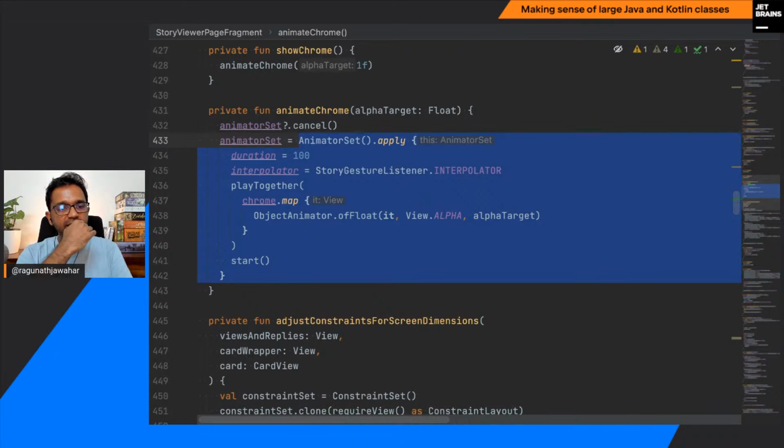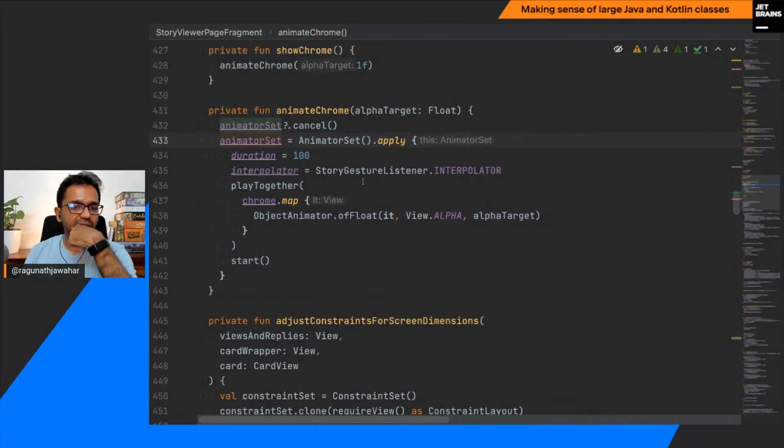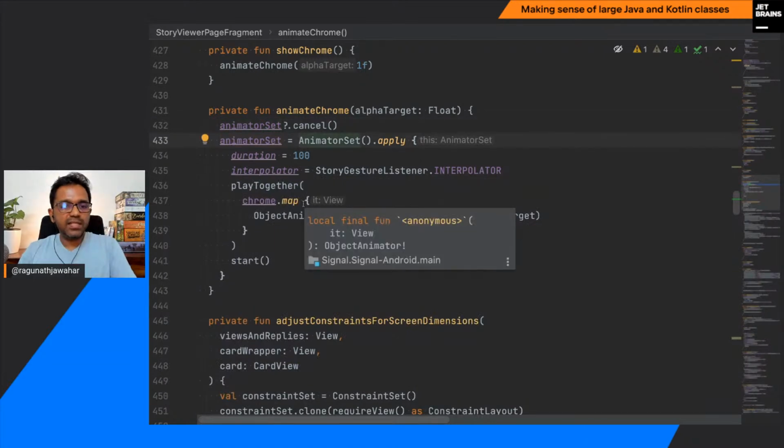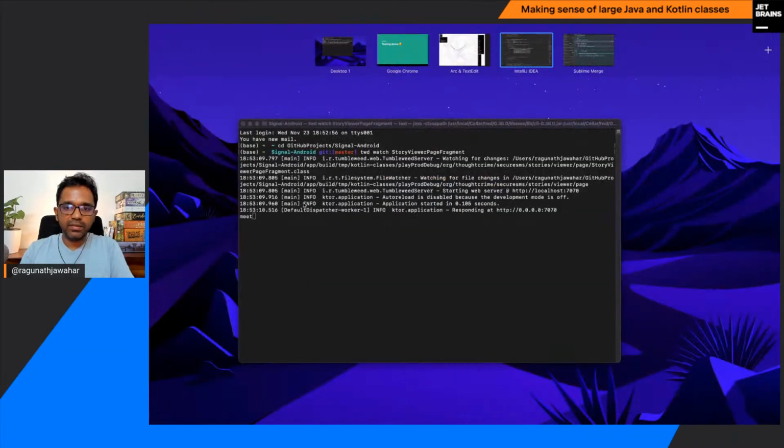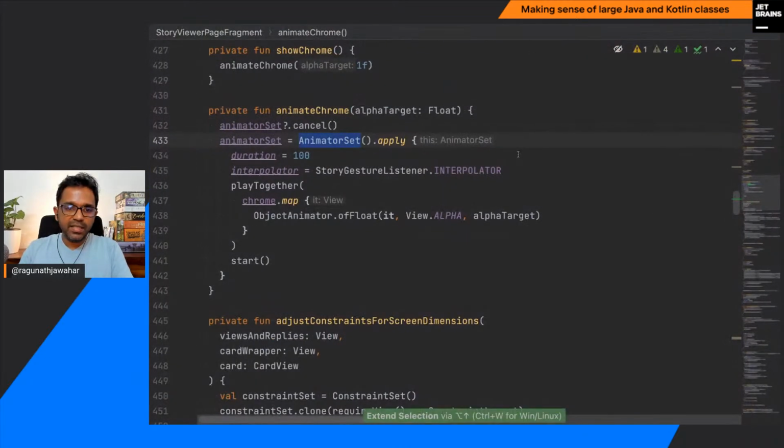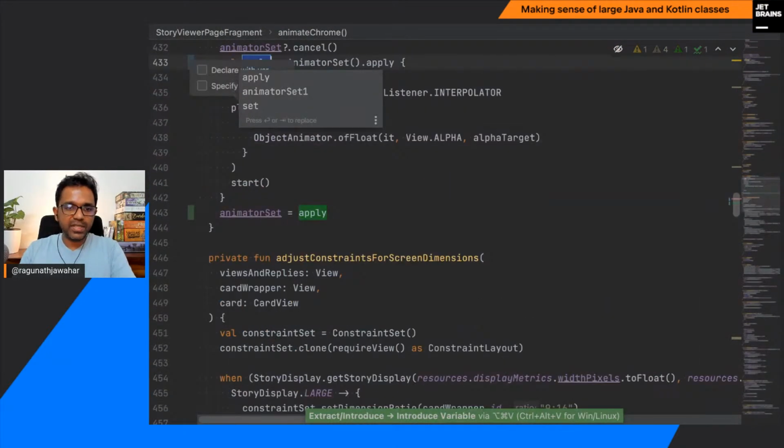This is a tricky dependency for us to break because one, there is mutation here, which means we need a setter that will set the value here. And then the second thing is we also need access to the animator set. That is interesting. So let's try one more thing. Sorry, let's try to pull this out as a variable. Let's do that first. Let's say a new animator set.